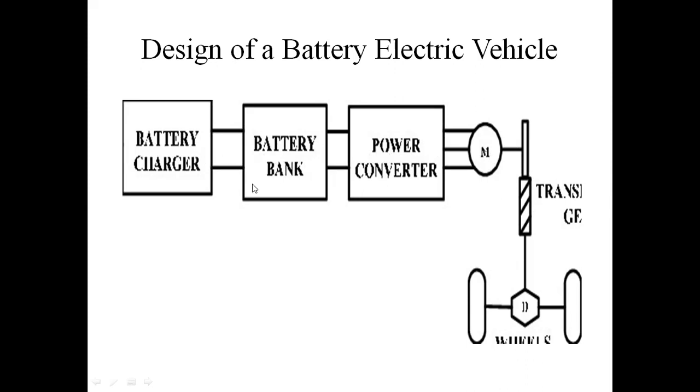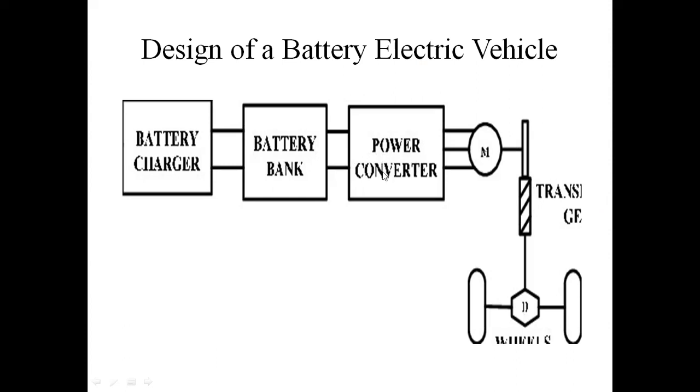Here there are mainly seven major parts. The first is the battery charger. The second is the battery bank. The third is the power converter. The fourth is the motor. This is the transmission. This is the differential, and these two are the wheels. The differential is connected to these two wheels. The transmission link is connected between the motor and the differential.